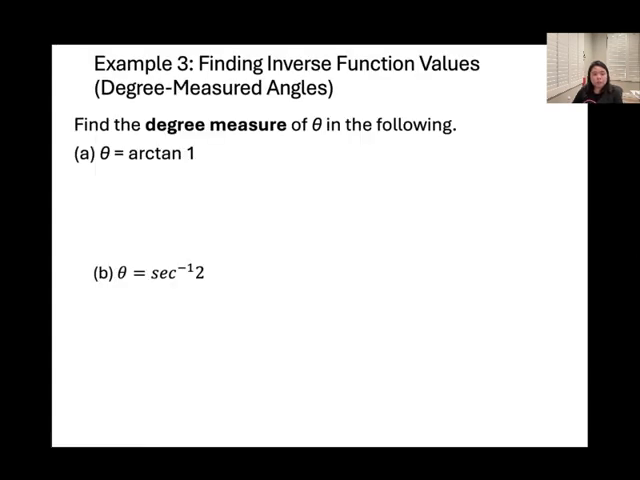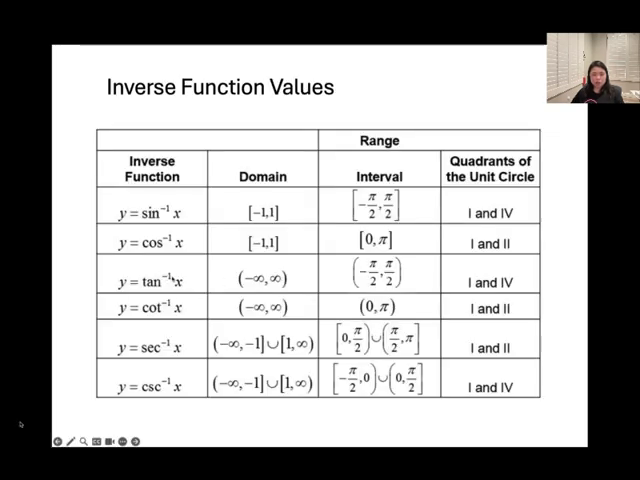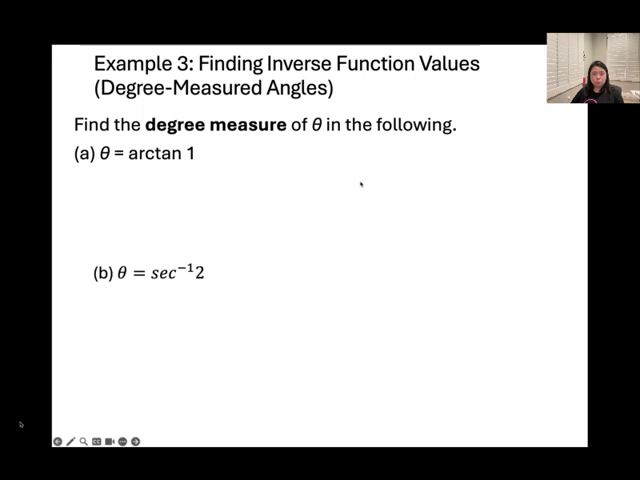Example 3. Find the degree measure of theta in the following. Theta equal to arctangent 1. Okay, so theta equal to arctangent 1, we're going to look at it. Arctangent 1 has to be in the range from negative pi over 2 to pi over 2. And we want to use the degree measure, so I write it down: theta must be in negative 90 degrees to positive 90 degrees.